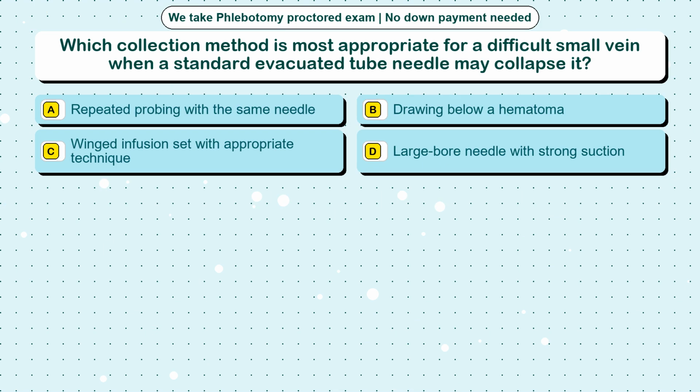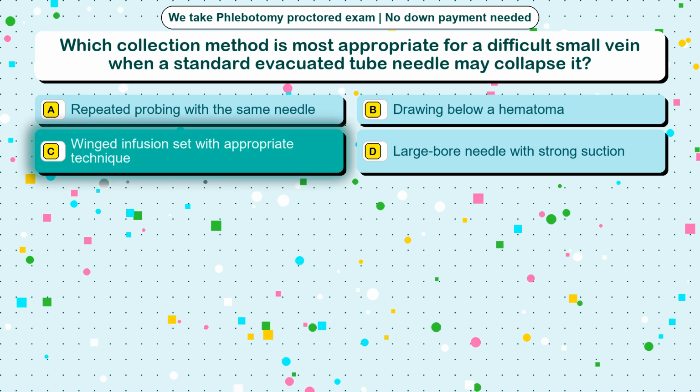Question 45. Which collection method is most appropriate for a difficult small vein when a standard evacuated tube needle may collapse it? Option A. Repeated probing with the same needle. Option B. Drawing below a hematoma. Option C. Winged infusion set with appropriate technique. Option D. Large bore needle with strong suction.